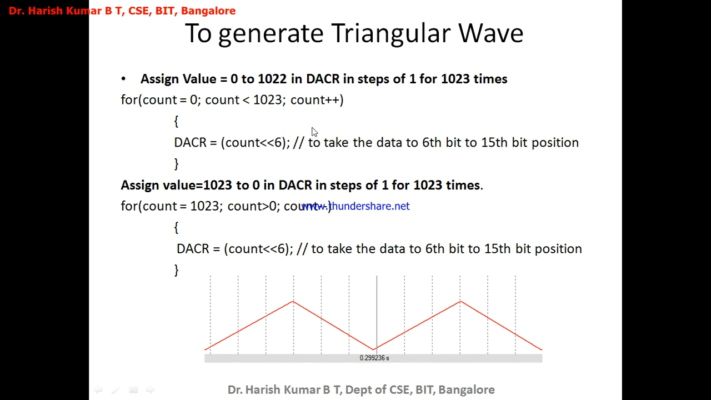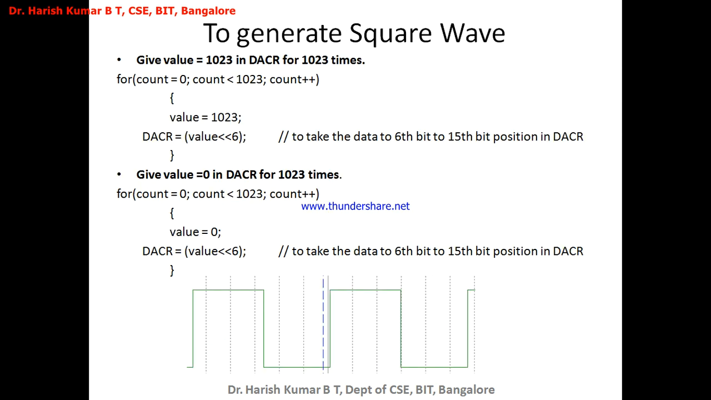So this is how to generate the triangular waveform. I hope you understood how to generate the square wave and the triangular wave. Observe here, we are not yet discussing external DAC interfacing. What we are discussing is how to convert digital data into analog data using the internal DAC, the DAC found inside the LPC2148. For all 1023 times, what is the value we are supplying? 1023. That is the reason it remains here only.